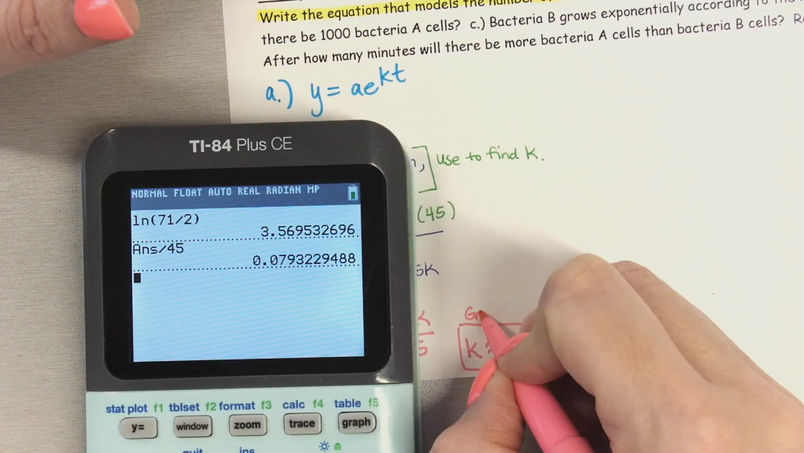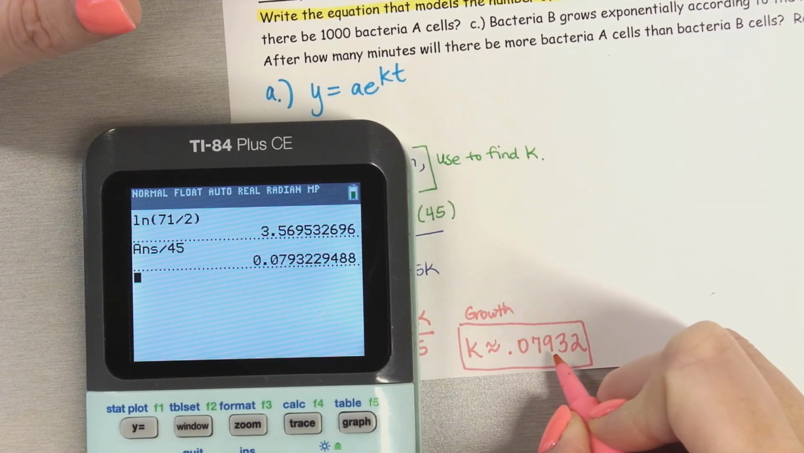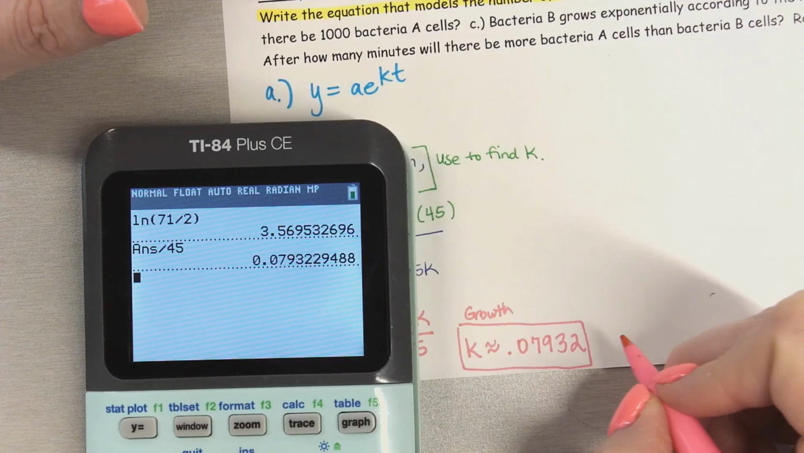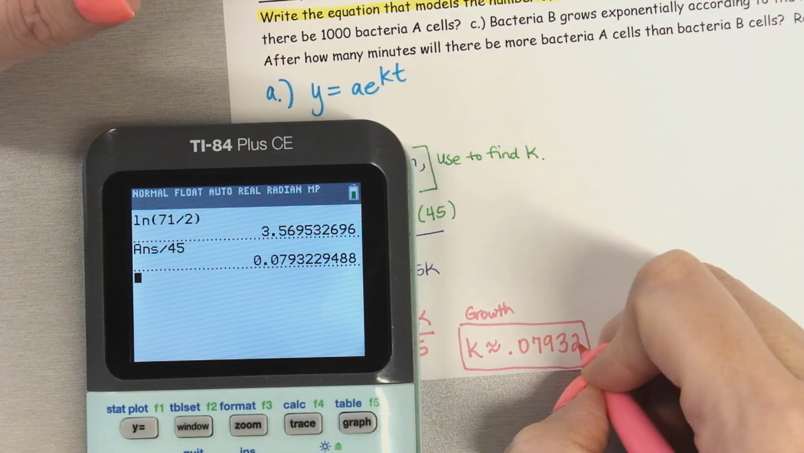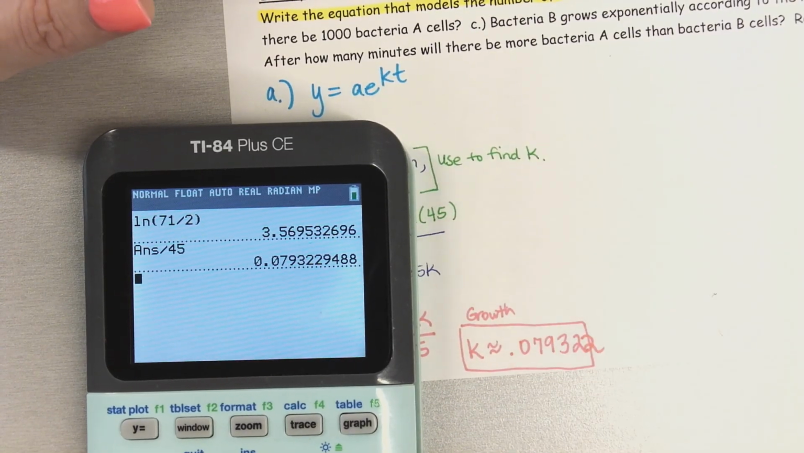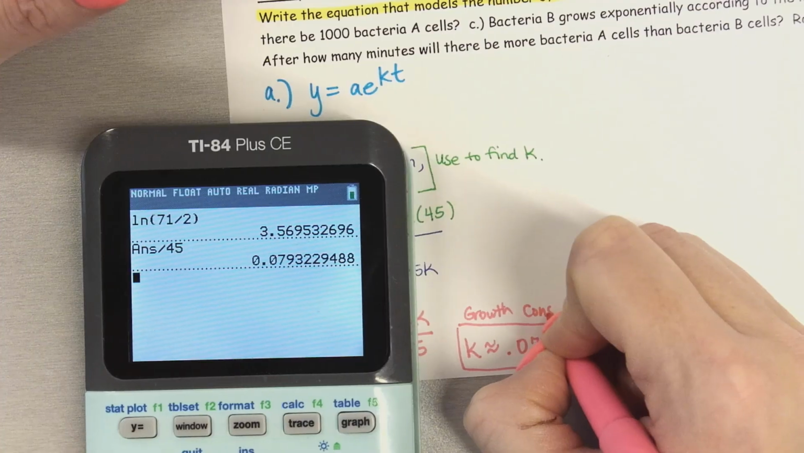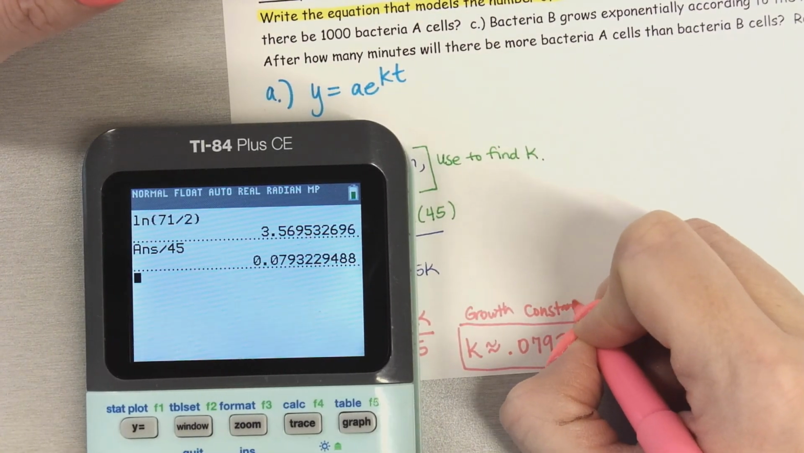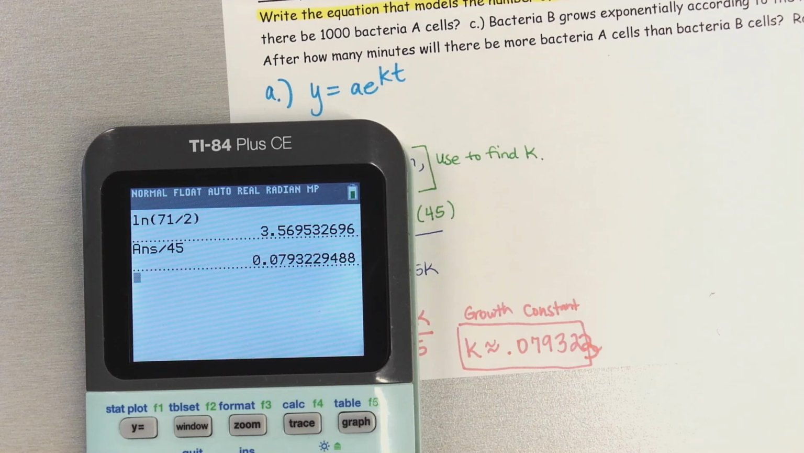Okay, and thanks. Yeah, sorry. And then this is your growth constant. Let me get my whiteout pen.